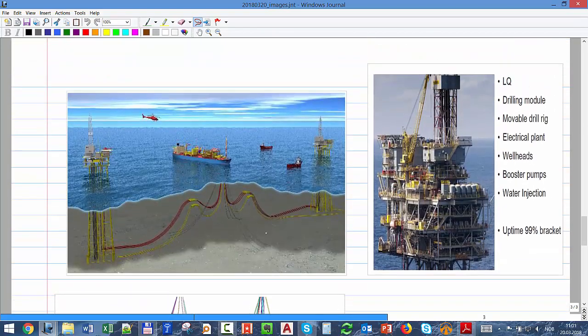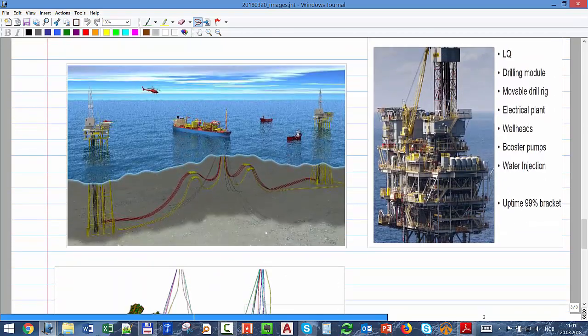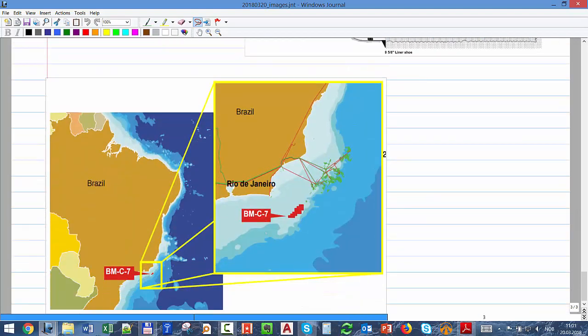So we are going to look at a field. I have tried to make a model of this field as accurate as possible, and I hope it's very similar to the real field. That's the Peregrino field. It's a field offshore Brazil. I think I have some picture here. Rio de Janeiro is just in front, about 80 kilometers from shore.